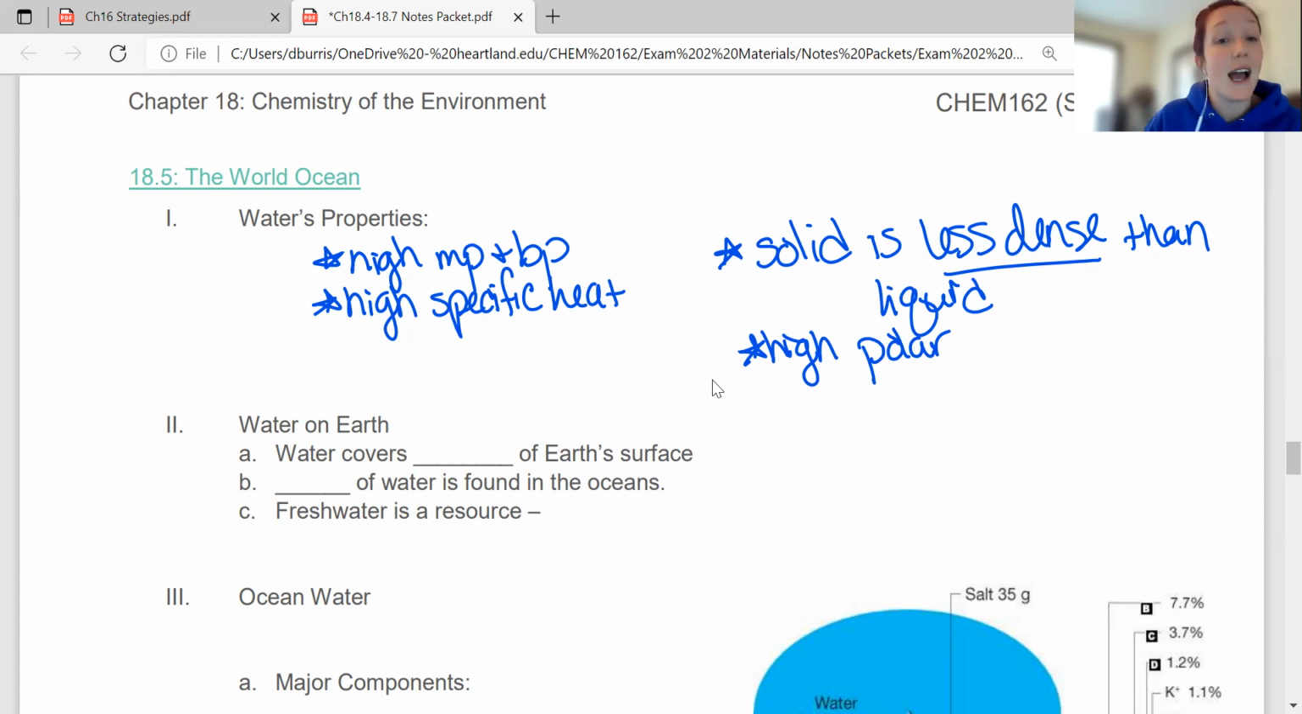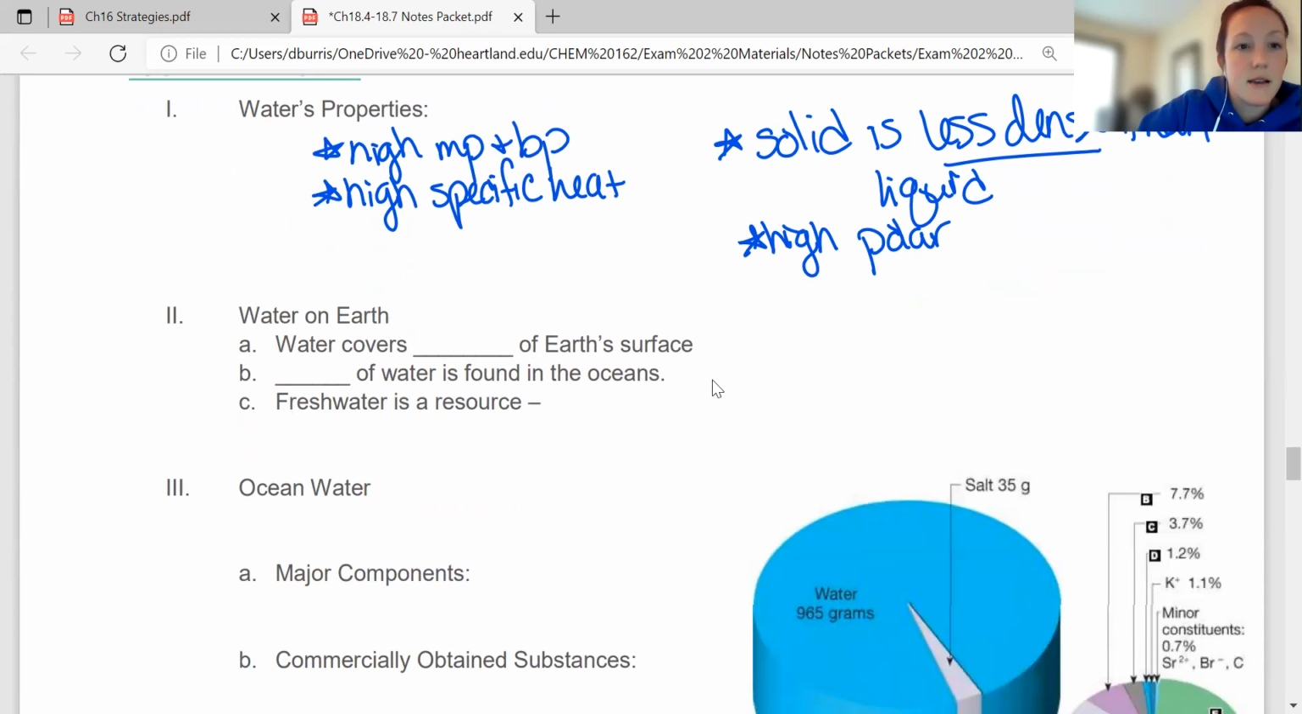If it didn't have a high melting and boiling point, it wouldn't stay liquid most of the time and we wouldn't be able to drink it. And that's the problem on a lot of other planets, is that it's not at the right temperature. So it's a very special compound. So water on Earth covers 72% of Earth's surface. Okay, so that's most of it, right? But only a little bit of it is actually fresh water.